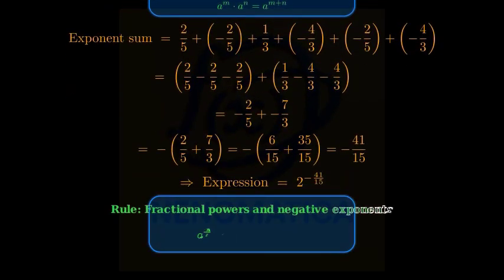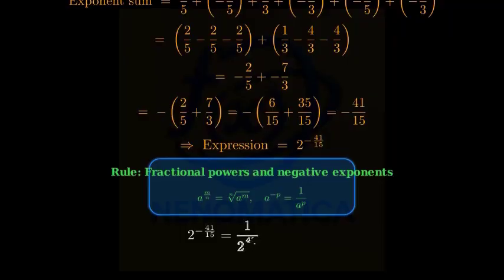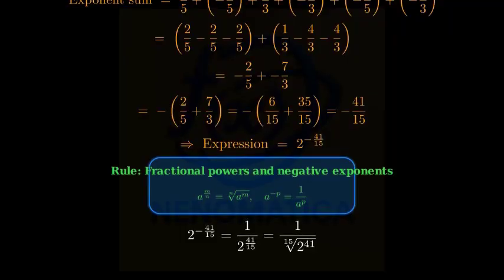Step 3. Convert the fractional power into a radical and handle the negative exponent by using a reciprocal. So 2 to the negative 41 over 15 equals 1 over 2 to the 41 over 15, which equals 1 over the 15th root of 2 to the 41.